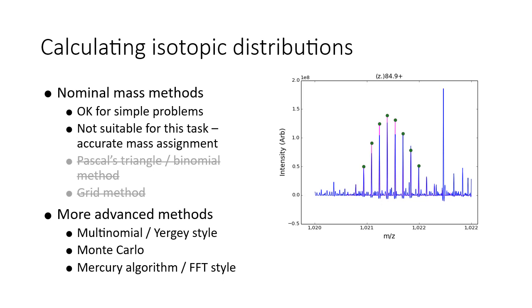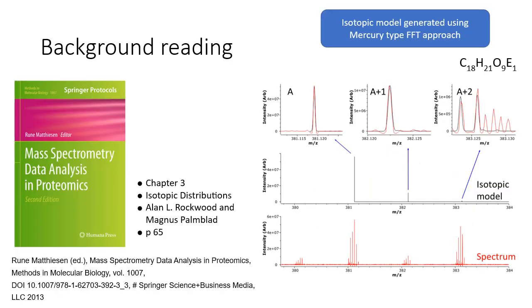There's a second class based on Monte Carlo methods, and a final class based on a Fourier transform type calculation. The first of these Fourier transform type calculations to be published was called the Mercury algorithm. Unfortunately, we can't cover all of these different methods in this session. In fact, they'd take an entire session or maybe three sessions in themselves. But there is an excellent summary of them written by Alan Rockwood and Magnus Palmblad in the chapter on isotopic distributions in this book.